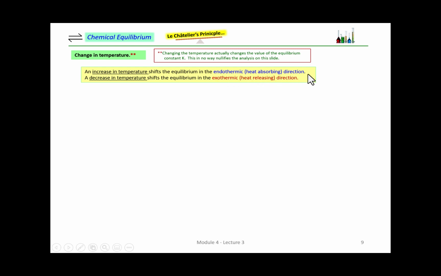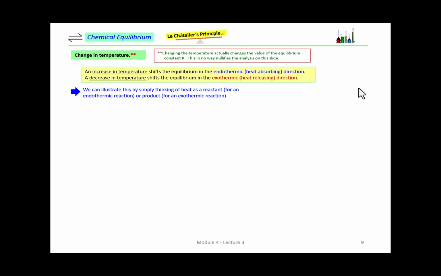In other words, if we add heat by increasing the temperature, the system responds to use up that heat, and it would do that by shifting in the endothermic or heat-absorbing direction. If you decrease the temperature, the equilibrium will respond by shifting in the heat-releasing or exothermic direction. Now, one way you can illustrate this is by simply thinking of heat as a reactant for an endothermic reaction or a product for an exothermic reaction.